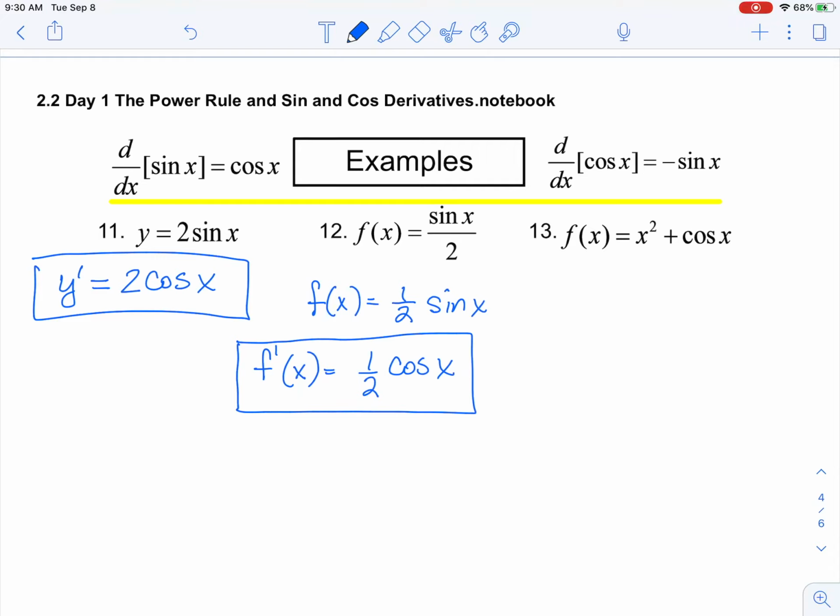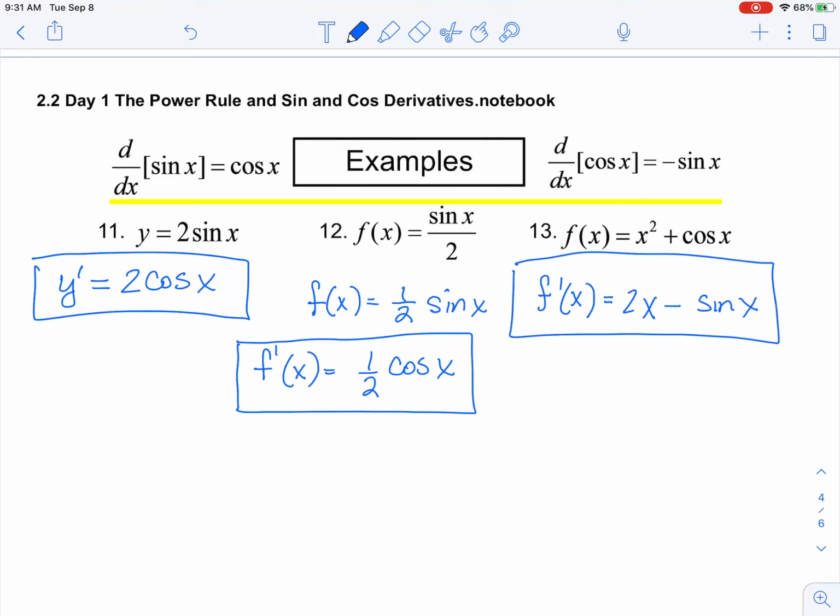All right, number 13, this is a combined one. So f prime of x, well, x squared, that's power rule, so that's going to be 2 out front. Bring the power out front. Drop the power down by 1, so that's 2x to the 1, plus the derivative of cosine is negative sine, so not plus, minus sine x. And that's how you do sine and cosine derivatives.